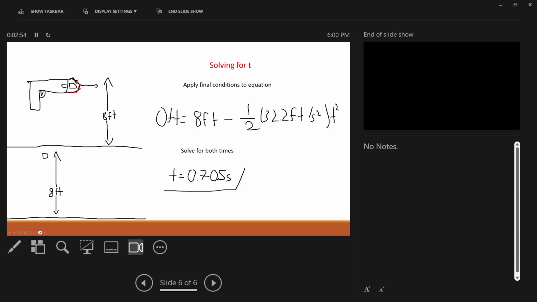So finally, we can solve for time by plugging in the final conditions. So here we get 0 feet equals 8 feet minus 1/2 of gravity times time squared. And by solving for it, we get t equals 0.705 seconds.